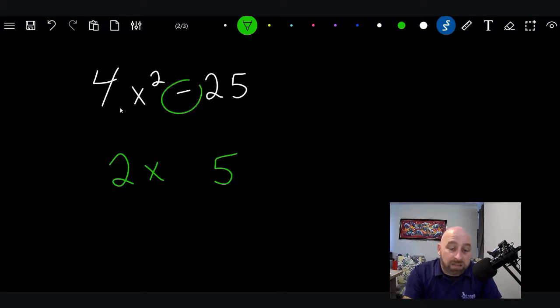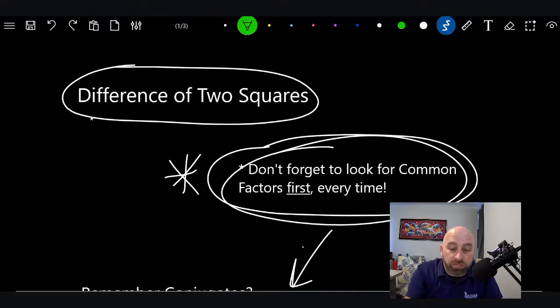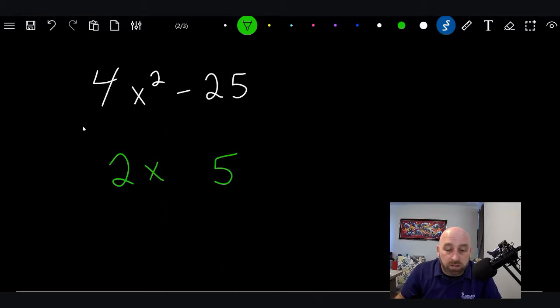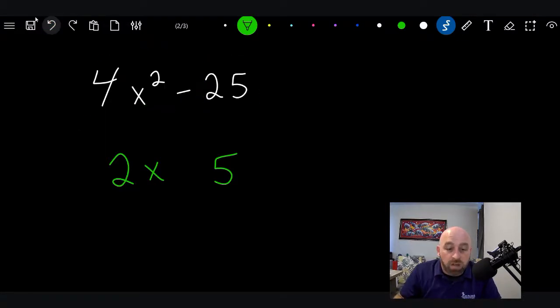Now look at this sign in the middle. That is the difference. That is a subtraction sign. So look at what we have: the difference of two squares. Look at our example right here. The difference, that's this, of two squares. That's a square, and that's a square. All right, so how are we going to solve this?